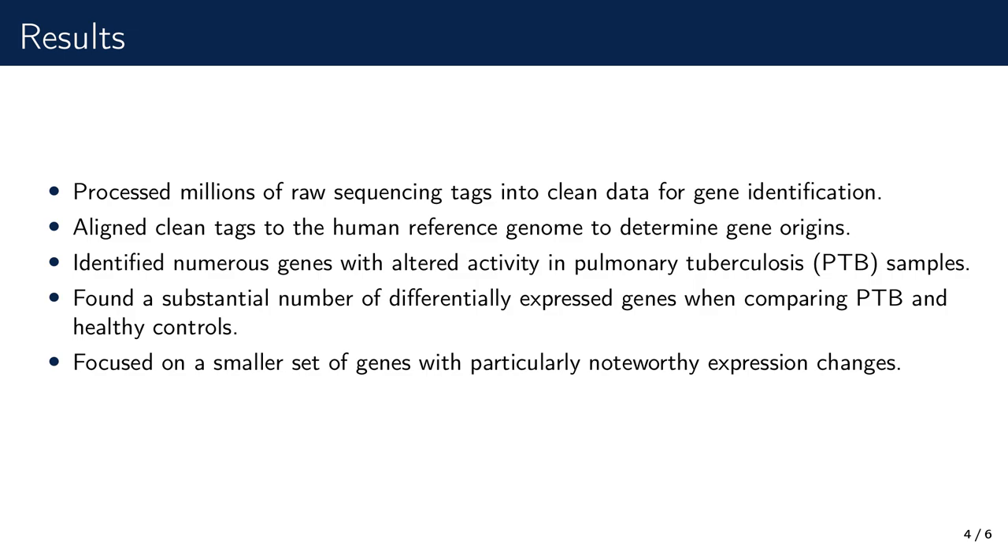The high-throughput sequencing generated millions of tags, which are short pieces of genetic information. These raw tags were meticulously processed to remove any impurities and low-quality data, resulting in clean tags. These clean tags were then aligned to the human reference genome to identify the genes they originated from.